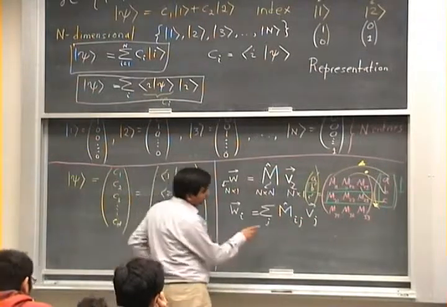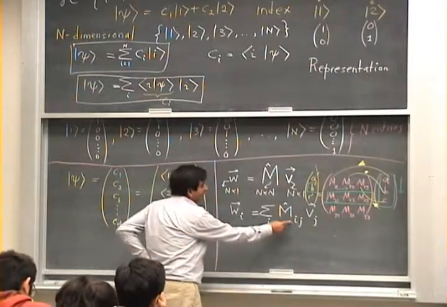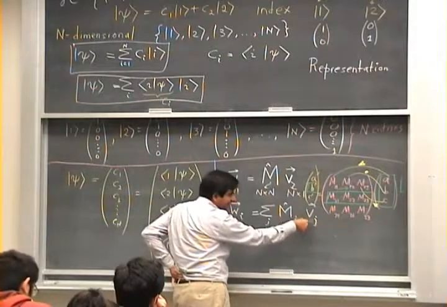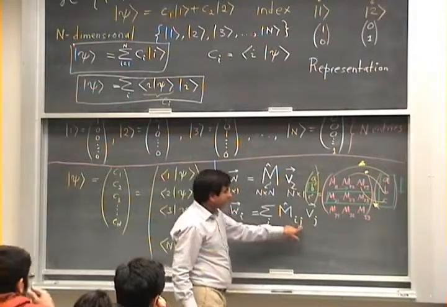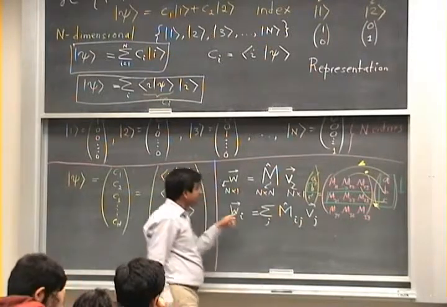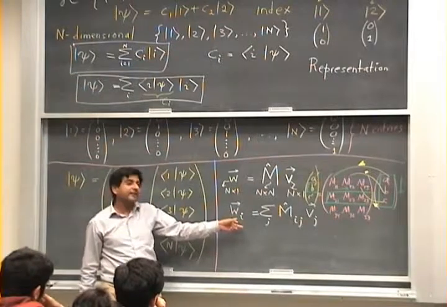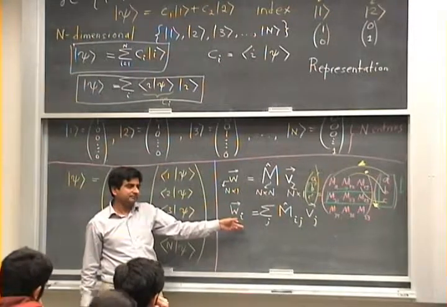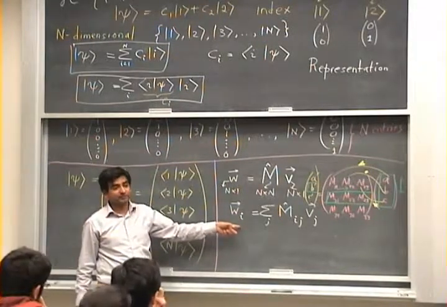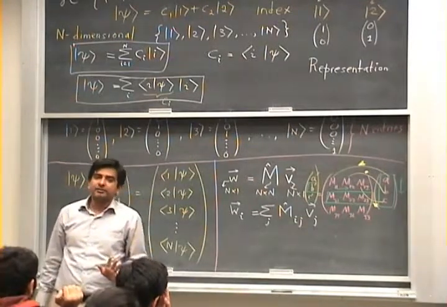Look at the indices. The first index of M is i, the second index of M is j, and the index of this vector is j. So this j comes together, so you add up over all of j, and the index that is not being added up pops out as the index of the resultant vector. Any confusion on this, because we're going to use this quite often. Alright. Has everyone taken linear algebra? Yes. Oh, good.